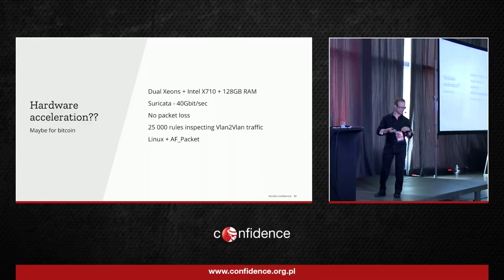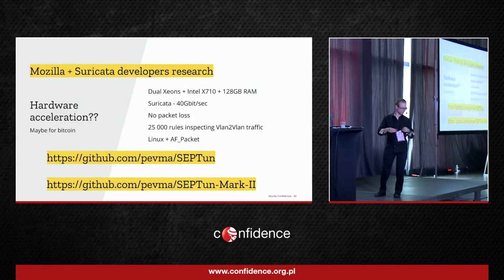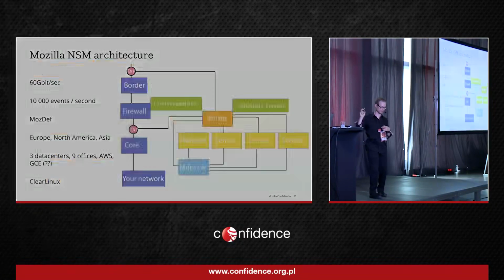And we were able to speed up Suricata, not Bro, Suricata, to 40 gigs per second on generic hardware, a generic network card which costs like $400. If you want to know more, slides will be published and there will be links to research about this.